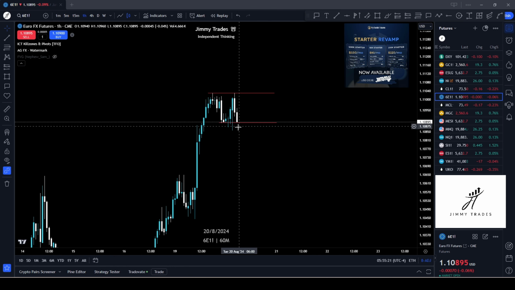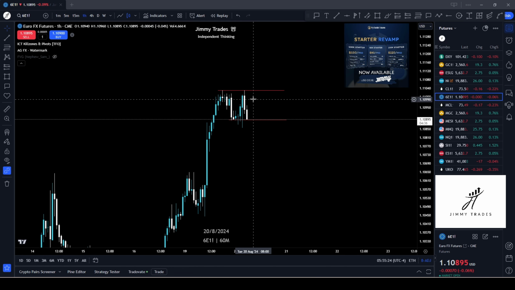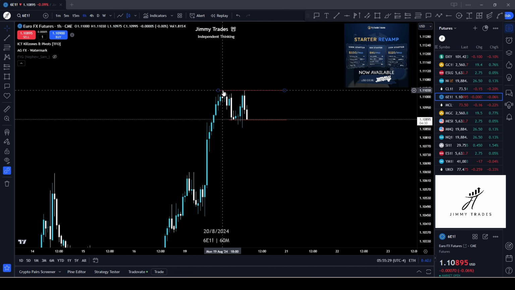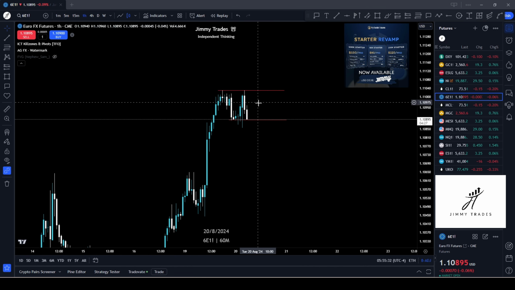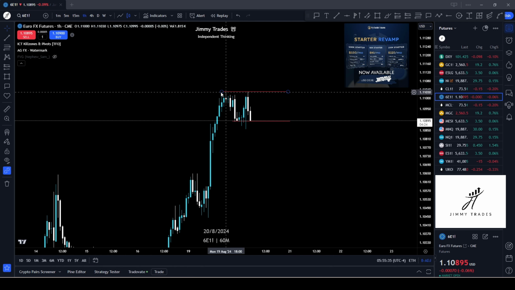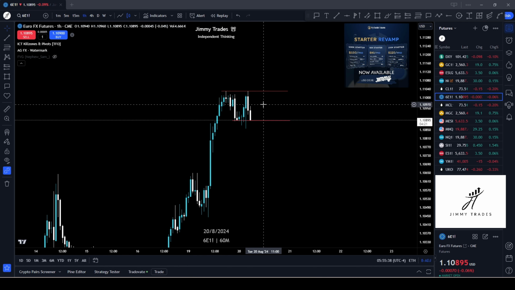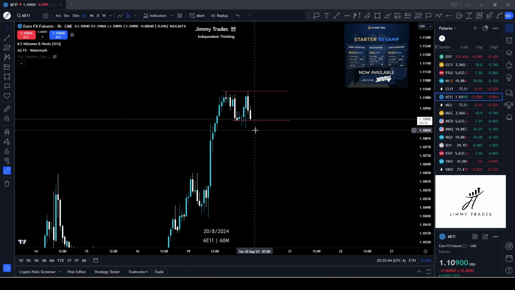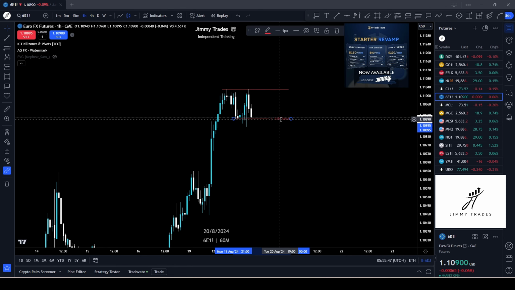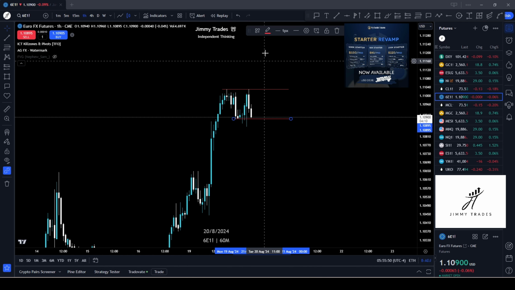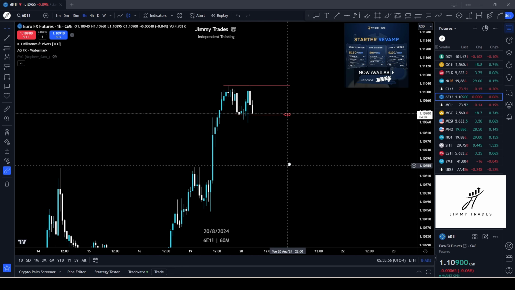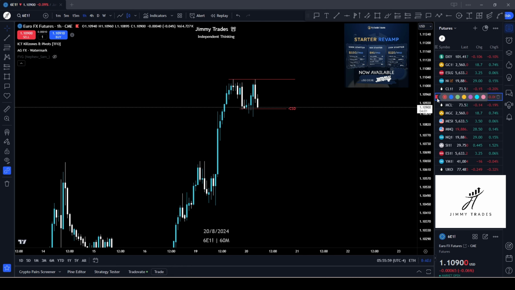So I would be cautious here on 6E because we haven't actually swept a point of interest. We've come equal to that, but we haven't actually swept that. So if we do get a close below here with displacement, I would still remain cautious and see how price reacts. If we get a retest and then we push away, then that would confirm this change in the state of delivery for me. So I'm actually going to sit neutral on euro today.